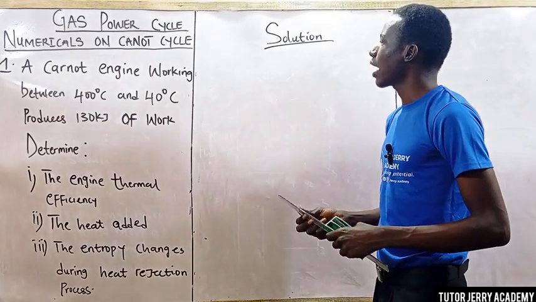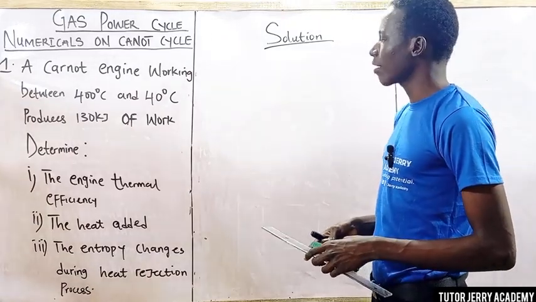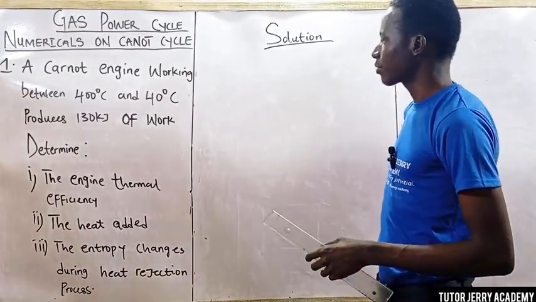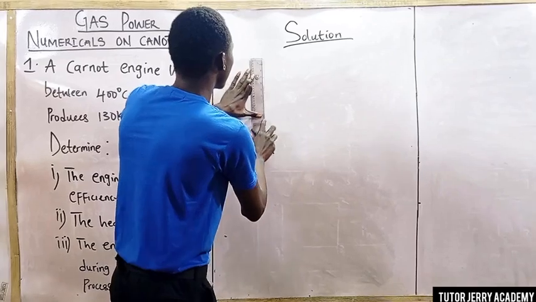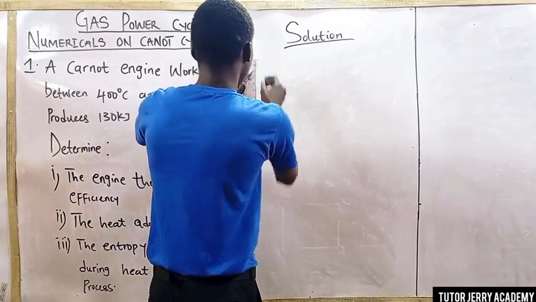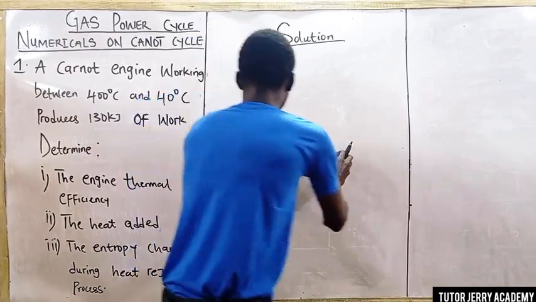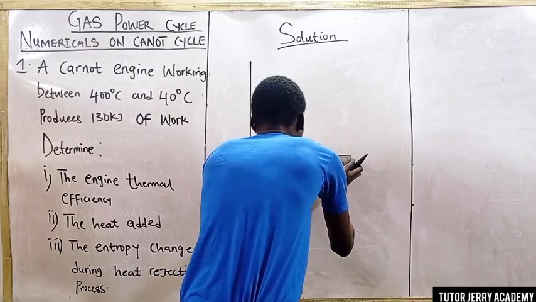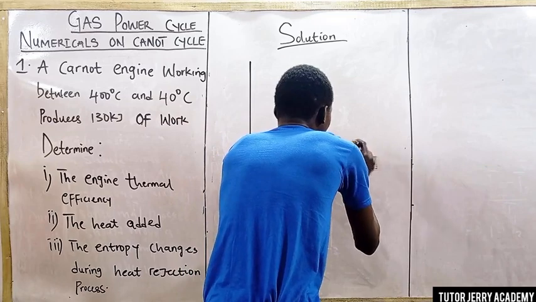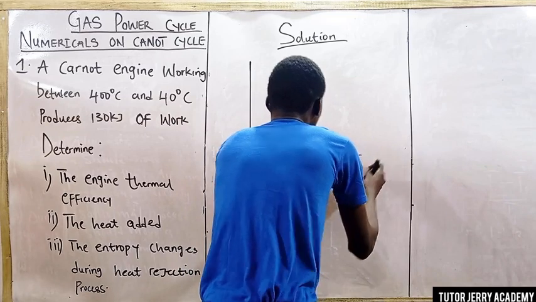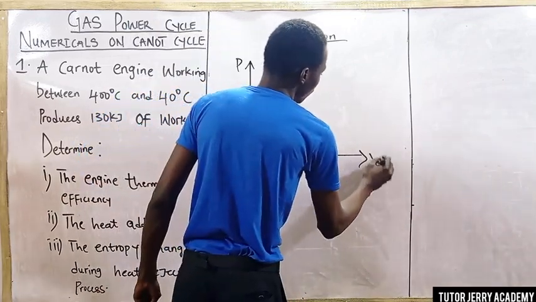So first things first, I am going to be drawing the PV diagram and the TS diagram of the Carnot cycle. I'm going to be drawing my PV diagram first. So I have a straight line here. I also have another straight line here representing my volume. So of course, I have here P, and I have here V.